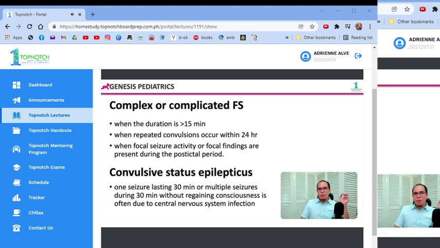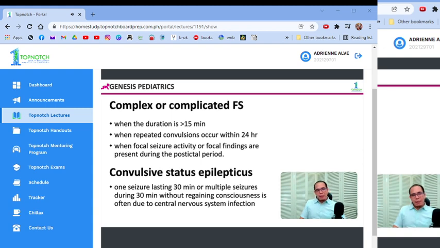Pag na-fulfill niya, so more than 15 minutes, more than 1 in 24 hours, okay? Any of those. So, yung BFC, dapat all. Ang CFC, any, okay? So, more than 15 minutes, more than 1 in 24 hours, focal yung seizure niya. After the seizure, meron kang focal deficit, then that is CFC. And the difference is, ang CFC, you have to work it out, okay? You have to do your work up. Baka mamaya, may ibang problema yan.